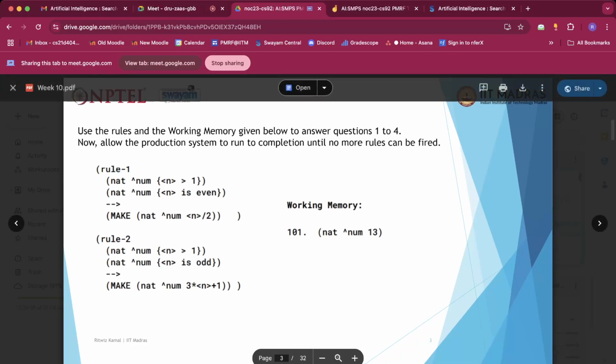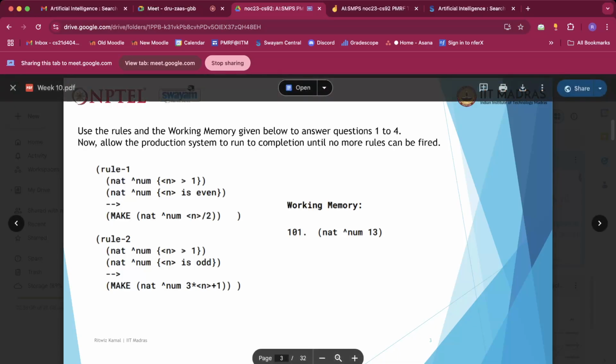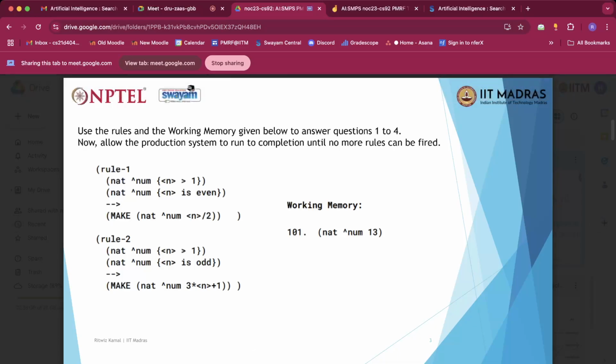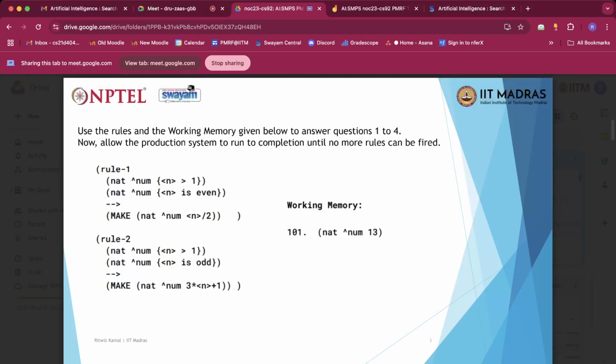So this is the problem statement for the first couple of questions that we are going to deal with. Here we are given two rules and a working memory. The rules are on the left hand side and the working memory is on the right hand side. We have a production system and we'll allow it to run to completion until no more rules can be fired. If we reach a situation where no more rules can be fired, we will halt and the whole production system will terminate.